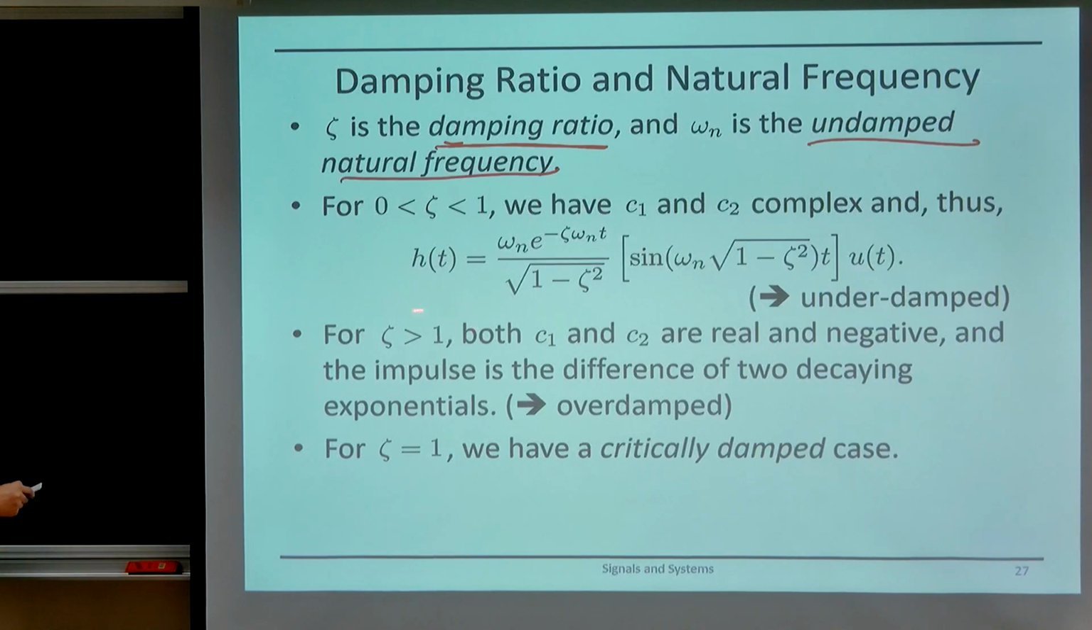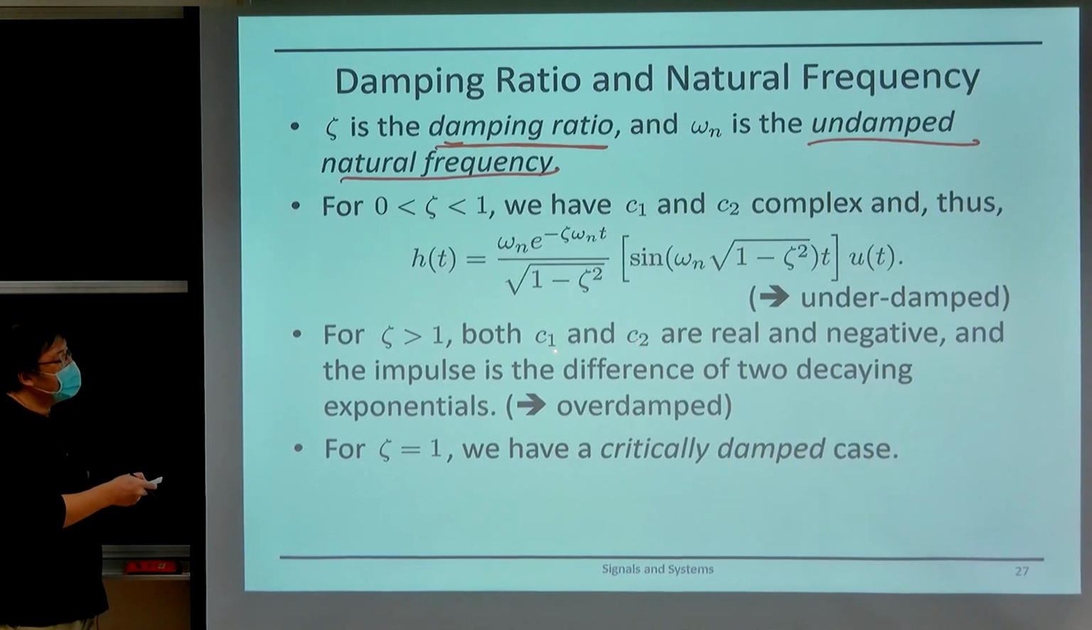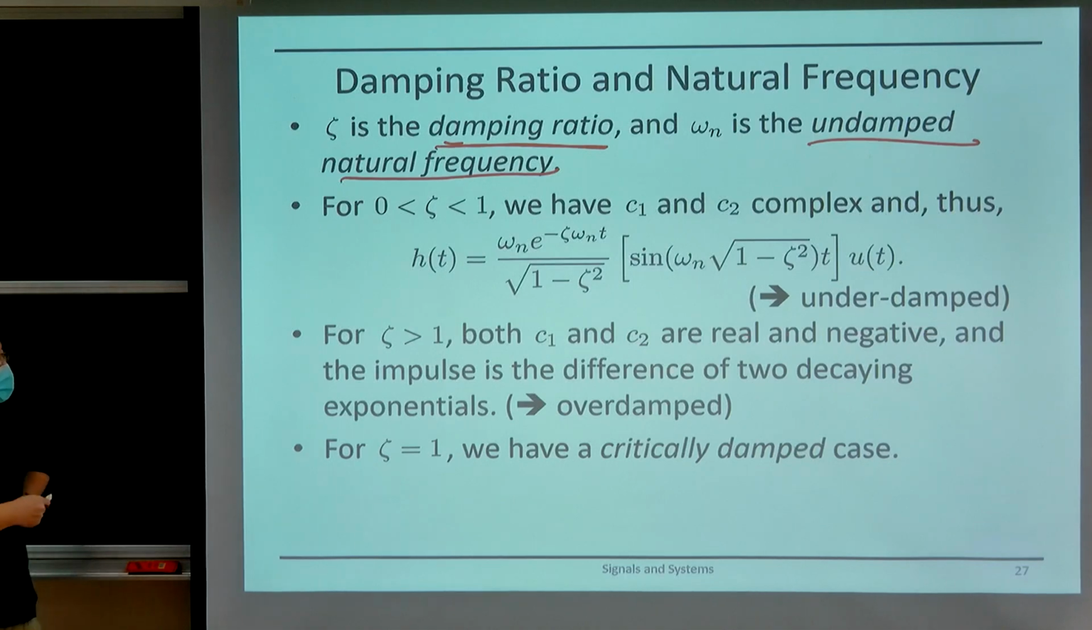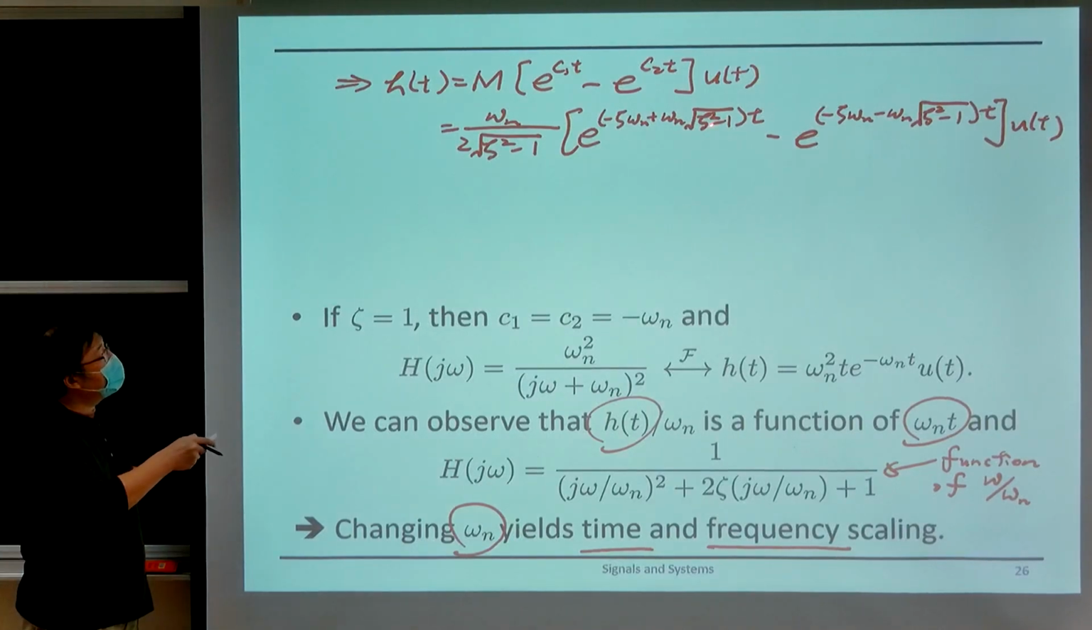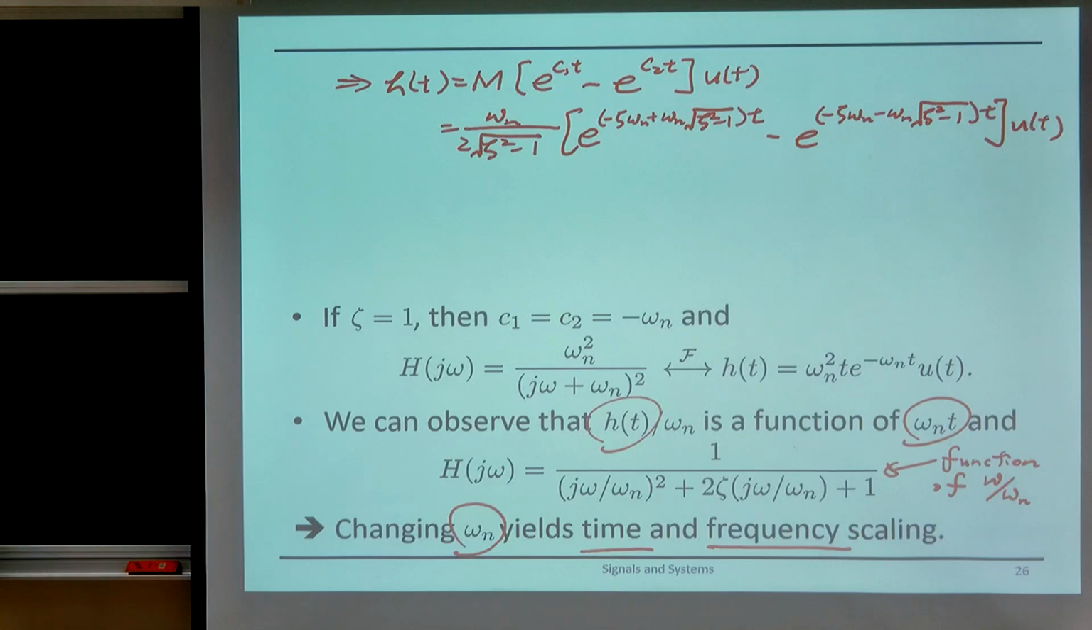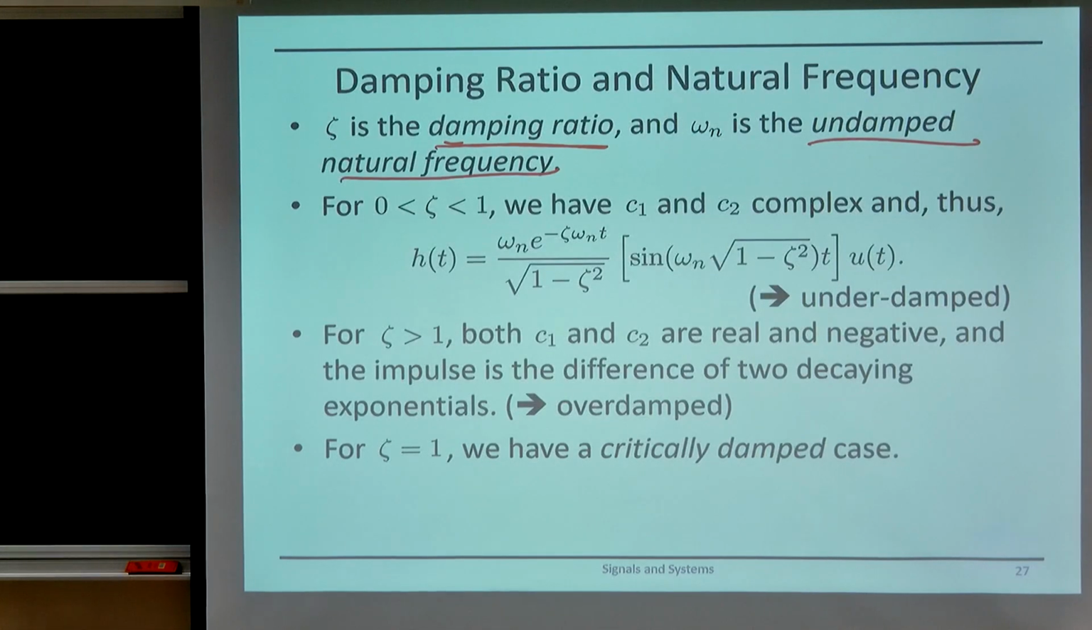Now, when zeta is greater than 1, then both C1 and C2 are real and negative. Okay? So when zeta is greater than 1, then these two are basically just two decaying exponentials, right? So there is no oscillation in the signal. And in this case, we say that we have an overdamped system. Okay. So for an underdamped system, we have this damped oscillatory behavior.